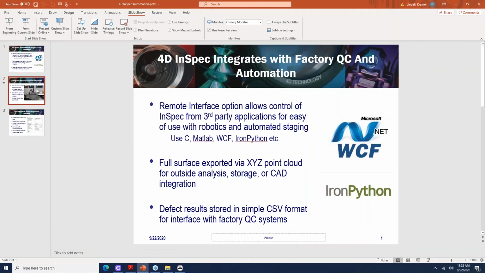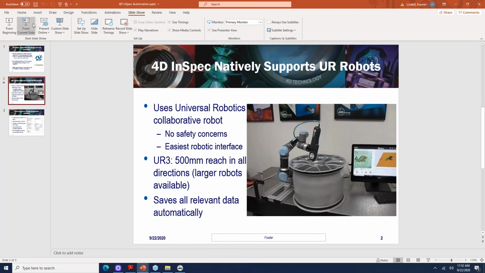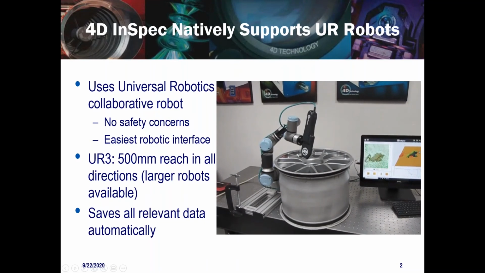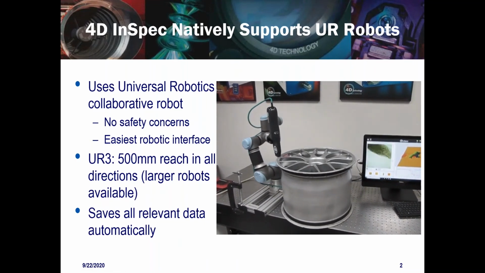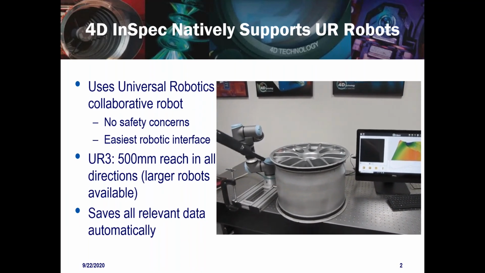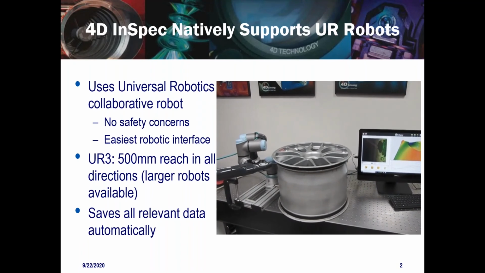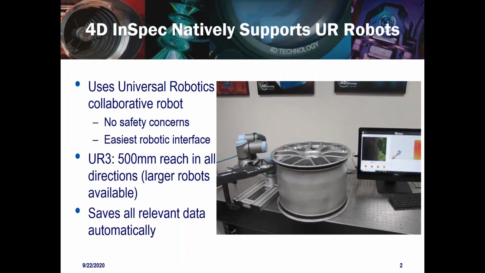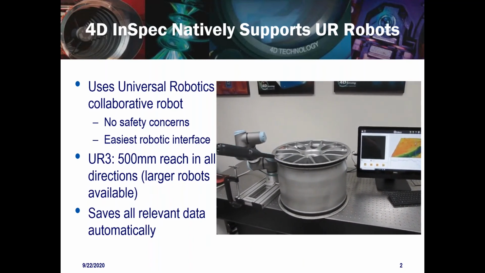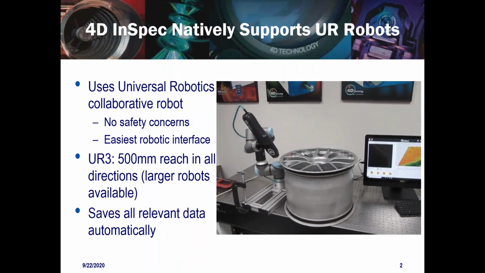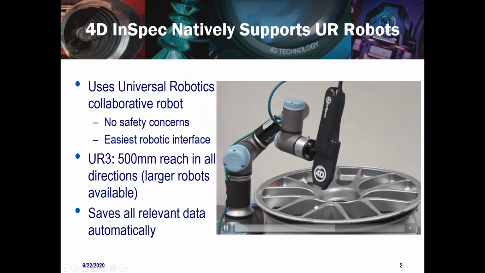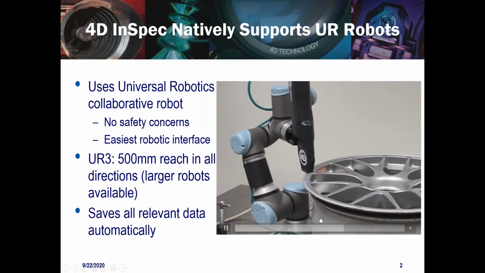Yeah. So this is an example of our automation. We have here mounted the InSpec on a UR3 robot. The UR3 robot, universal cobots, are supported natively in our software. So we have a nice interface that allows you to set up a program. So here we're going kind of slow to demonstrate it, but we have a program set up to measure all these defects on this particular part. So this InSpec is taking measurements at set spots on this wheel.